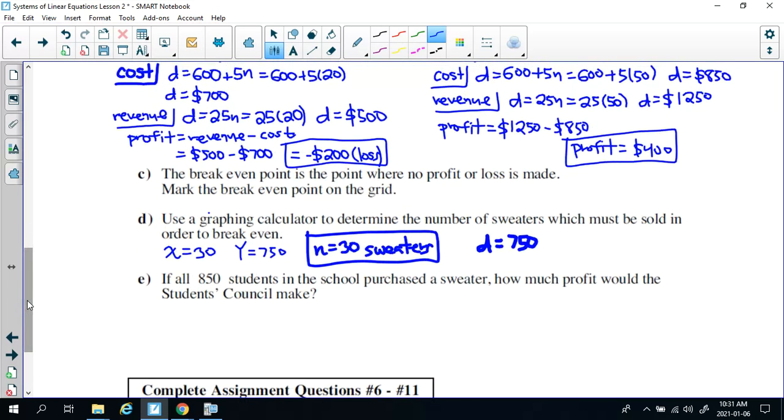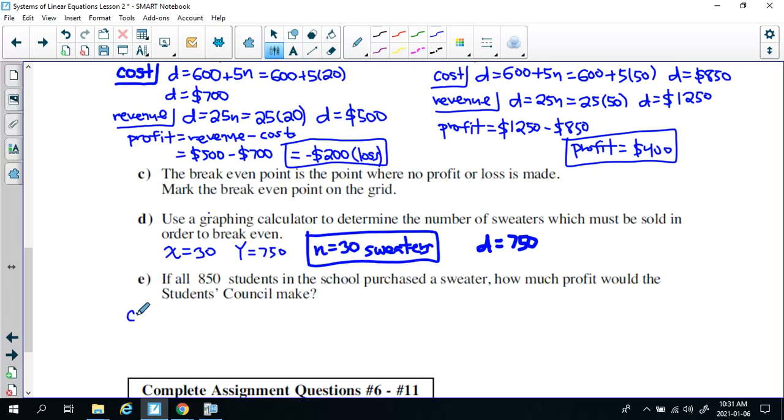Okay, now it says, if all 850 students in the school purchase a sweater, how much profit would they make? Well, we can do the same thing as we did in part B. We just calculate the cost, calculate the revenue, and then subtract the two. So let's go back to my pen here.